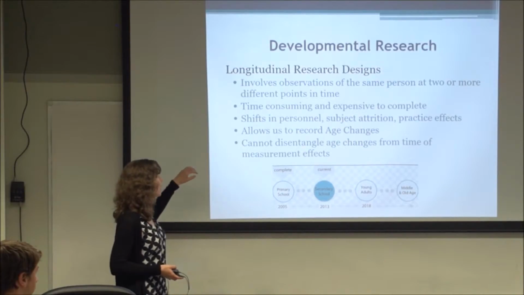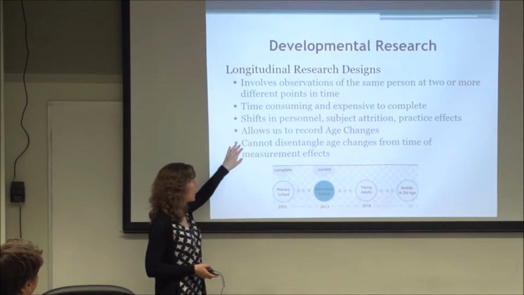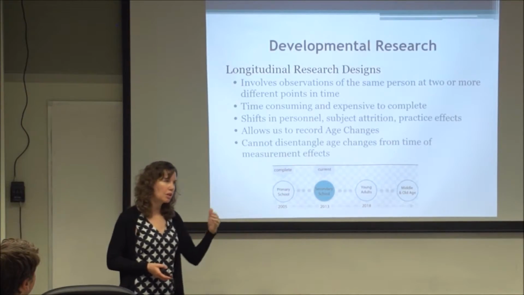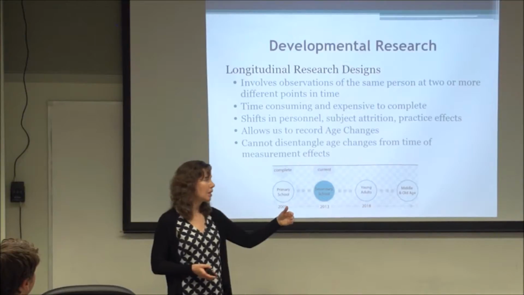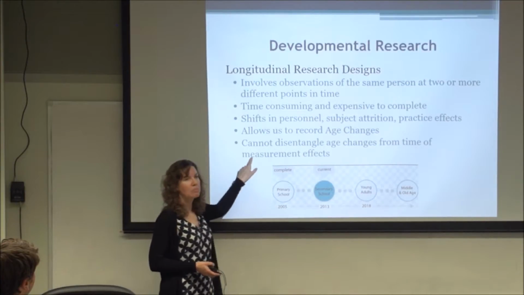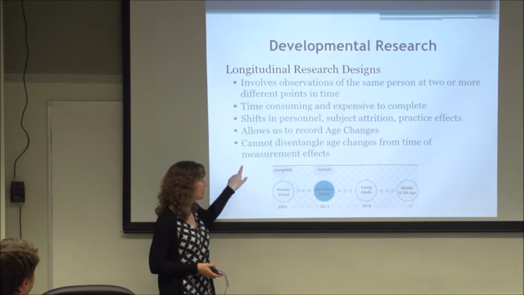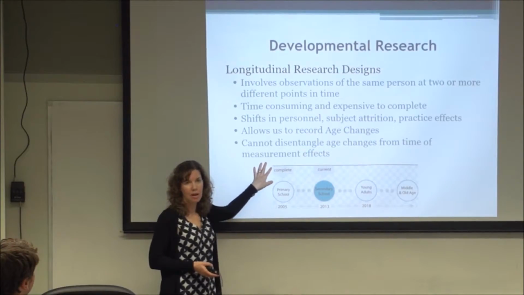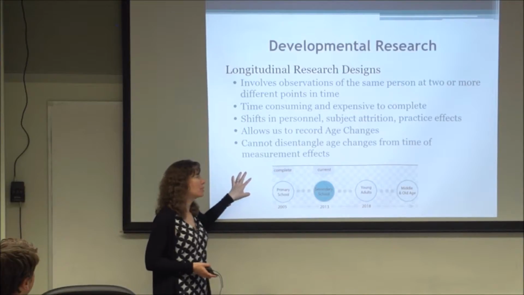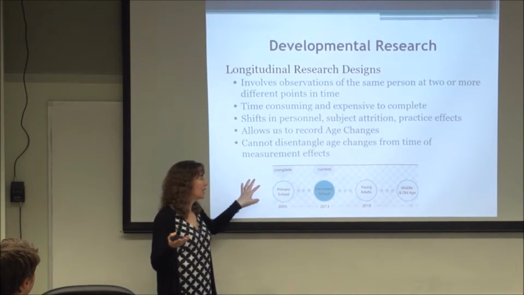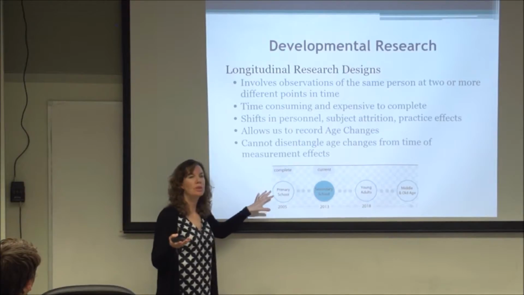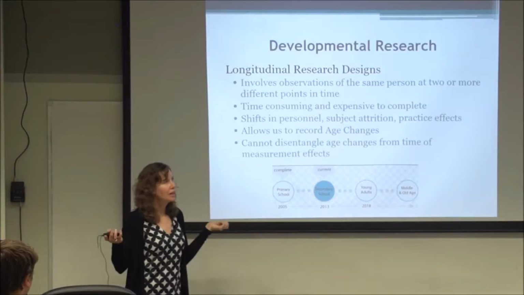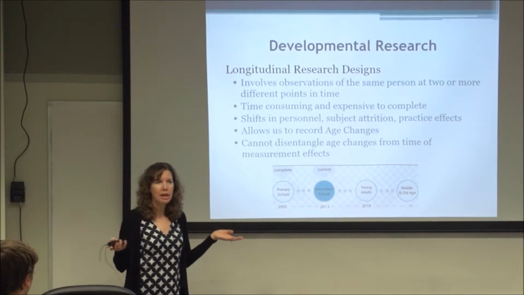So one of the things that longitudinal designs allow us to do is talk about age changes, changes that are actually occurring as part of the aging process. But there is a big confound that needs to be disentangled in these types of studies, and that can be measurement effects because of time. So if, I don't know, maybe if I'm looking at some sort of political viewpoint, right? Maybe what people think about terrorism.